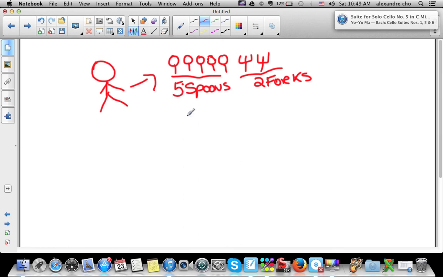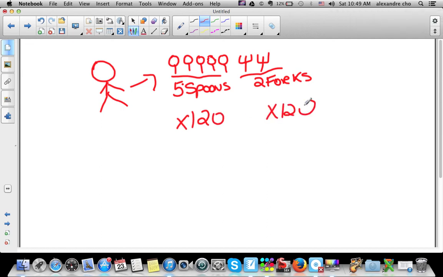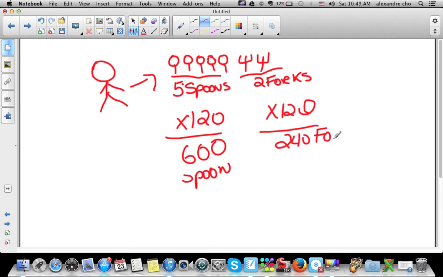Well, basically this is what you have to do. 5 spoons times 120 is going to be 600 spoons. And 2 forks times 120 is going to be 240 forks. Okay? Simple question. Yeah, there's not much else to do. Next question.